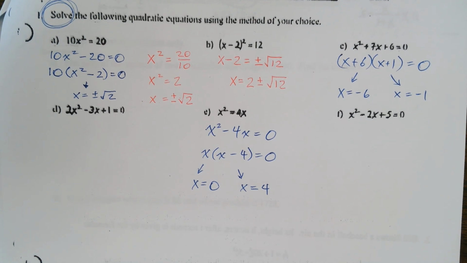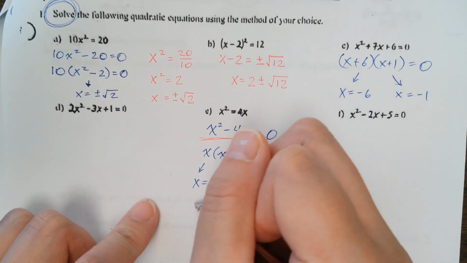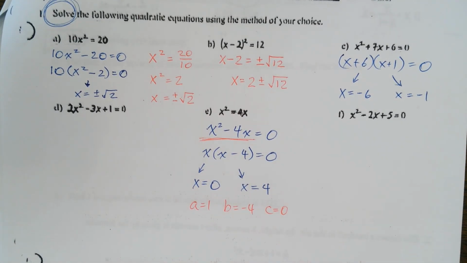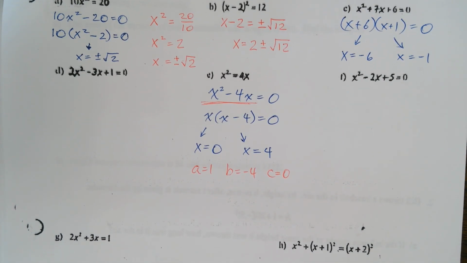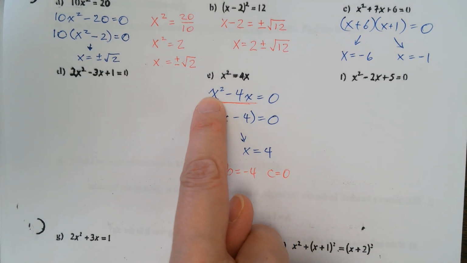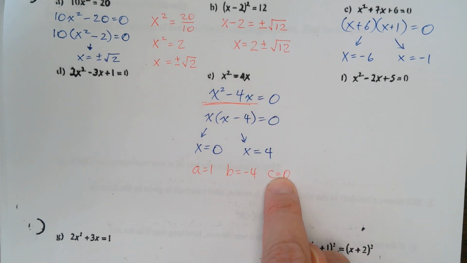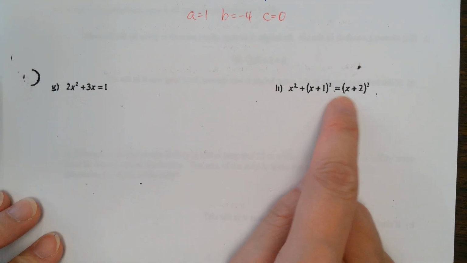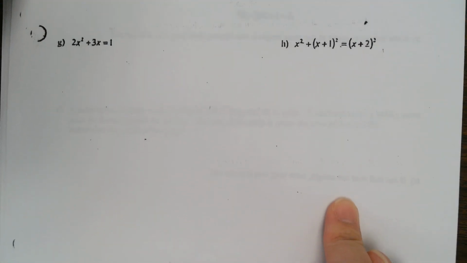Could you use the quadratic formula on it and get the same answer? Yeah, you can. So if you do the quadratic formula from this equation, then a equals 1, b equals -4, and c equals 0. And then using the quadratic formula, you'll get the same answer. Remember, x squared means that a is 1. And when there's no constant term, it means c is 0. And this one right here, you would have had to expand everything out, simplify, and then use the quadratic formula or factor.